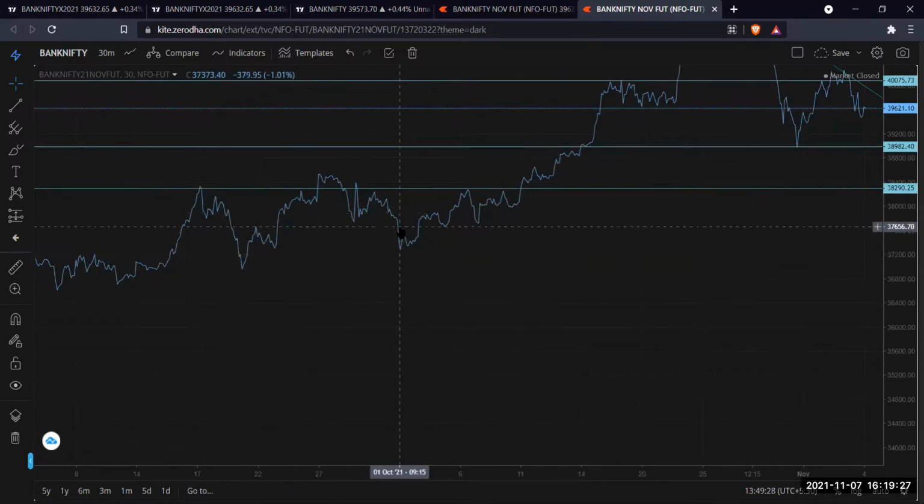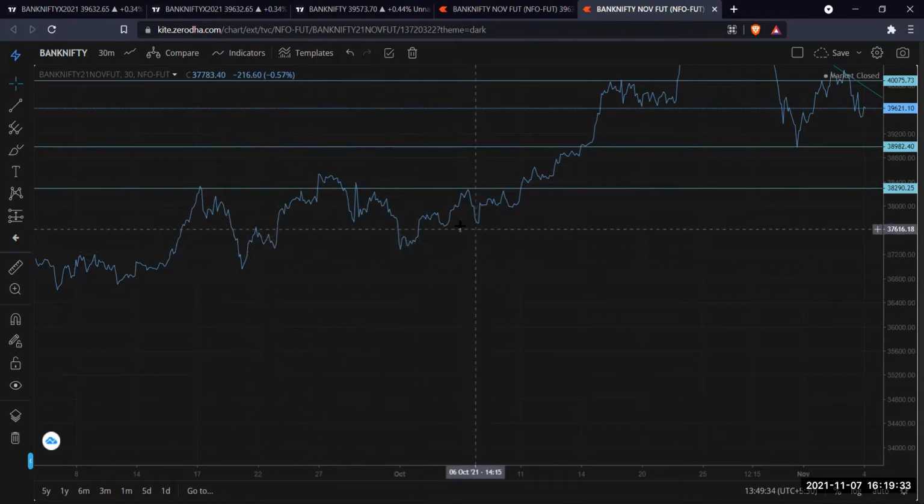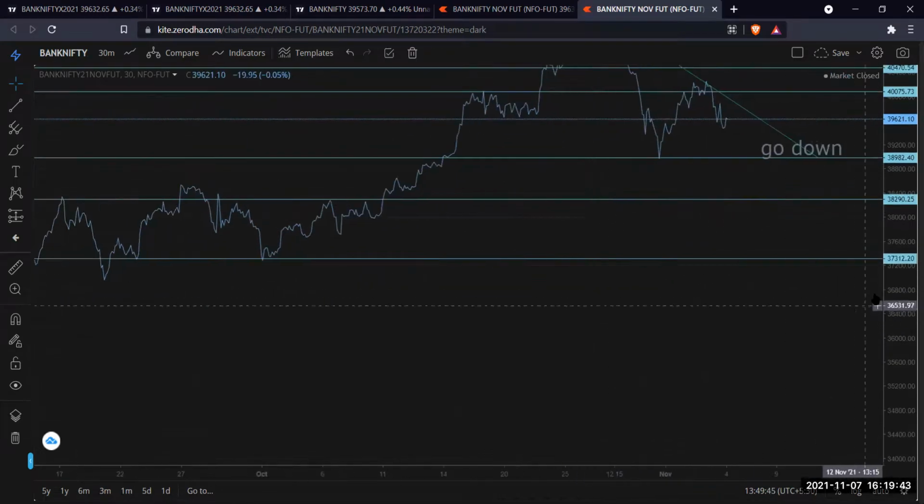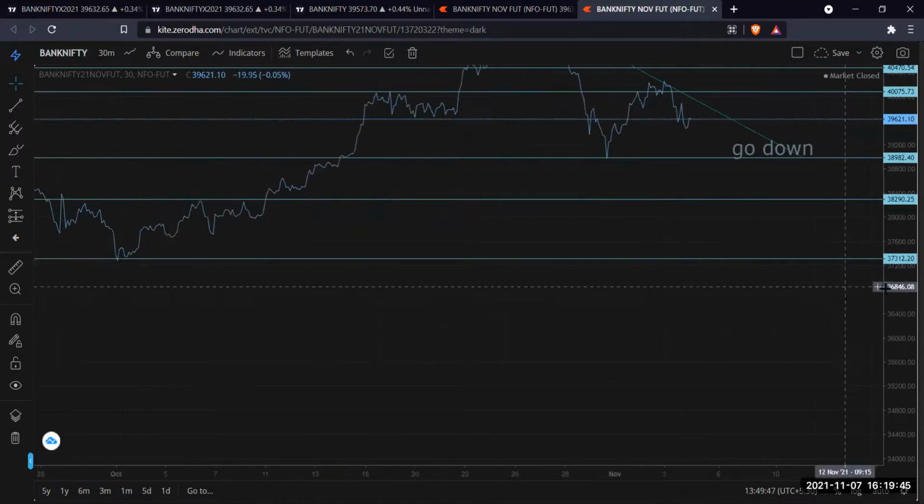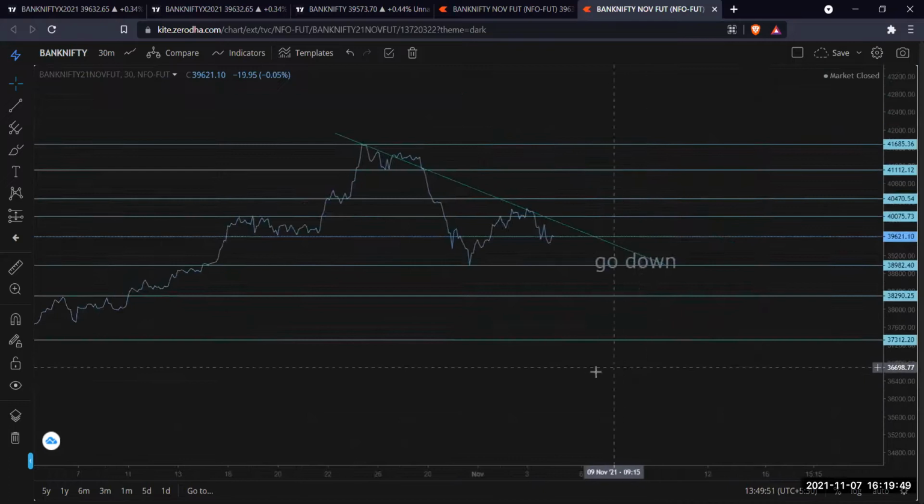One W, then again small W, but too much here. V recovery, V recovery, V recovery, V recovery. So we will mark 1, 1, 2, 3 here. 37,312. Now this is, I am marking in future. I always use future chart because I trade in options, but you can mark it in the spot chart also.